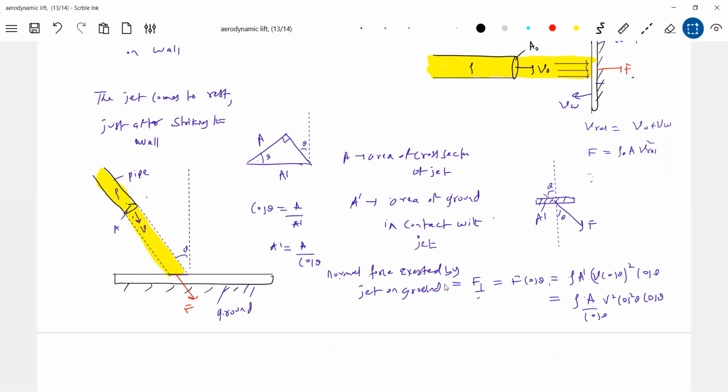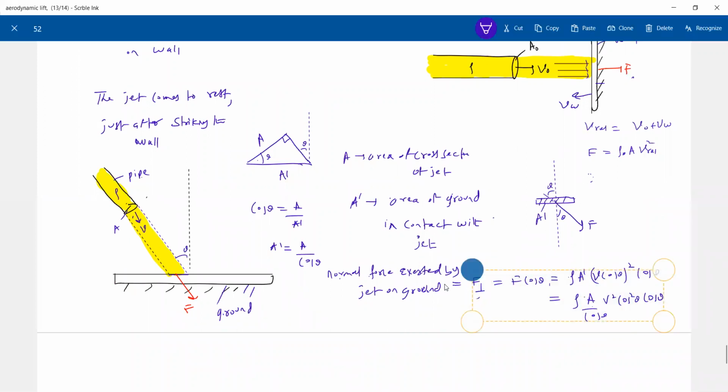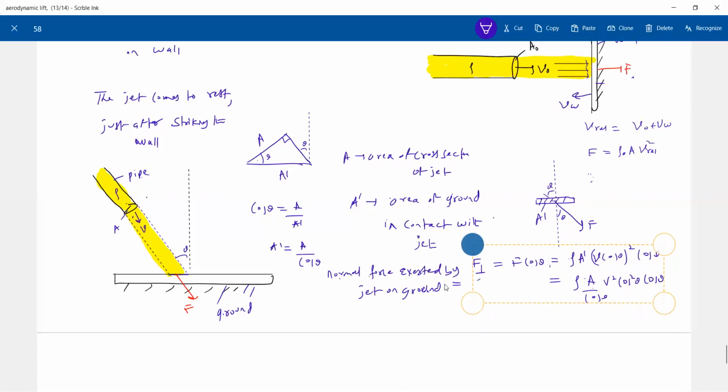Rho A V square cos square theta. Fine. If you want pressure, rho V square cos square theta will become the pressure. Even the velocity also should be resolved. That's the basic idea.